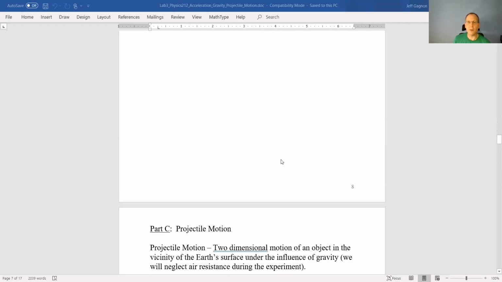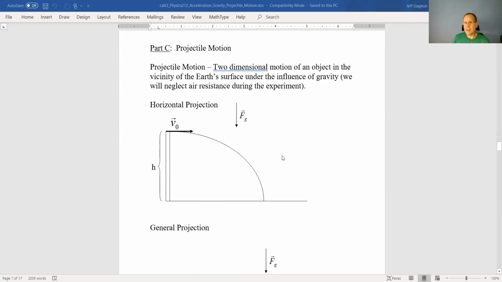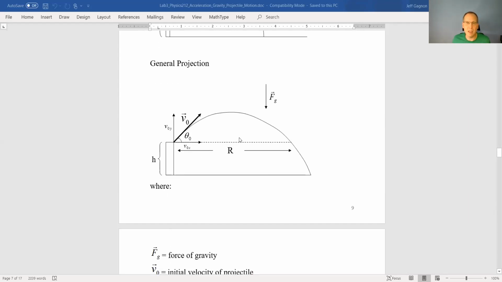Great, so that's it for measuring the acceleration due to gravity. The next experiment that we're going to look at is projectile motion. So you can think of projectile motion as basically two-dimensional motion of an object that's near the Earth's surface. And let me jump over to the iPad to show you what this looks like in general. It's basically going to be this picture, but I'll do it out on the iPad.